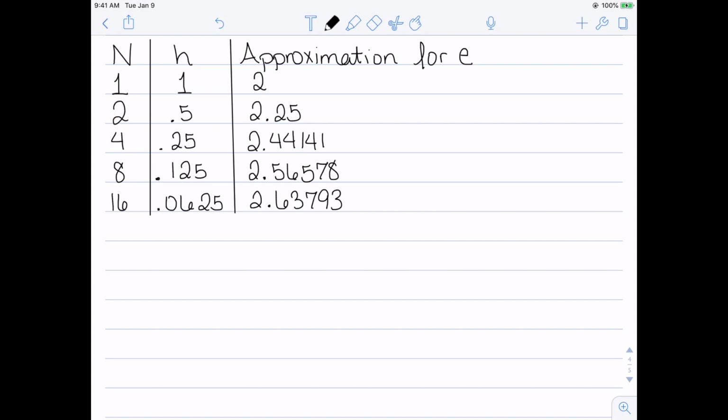And we can see what's happening here is the more and more steps that I take, the bigger that value of capital N is, the closer and closer the approximation is. And this shouldn't be super surprising. If we take smaller and smaller steps, we're going to get closer and closer to it. This is the core concept of calculus.